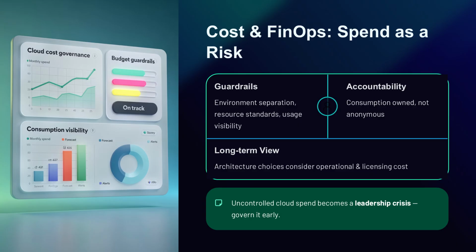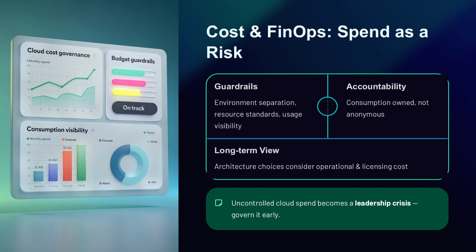Now that operations foundations are visible, you must address cost because cost is a form of risk and governance. In cloud environments, uncontrolled consumption becomes a budget shock and a leadership crisis. Phase D is where you set cost guardrails such as environment separation, resource standards, usage visibility, and accountability for consumption.